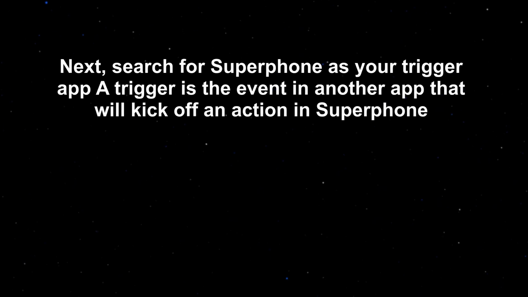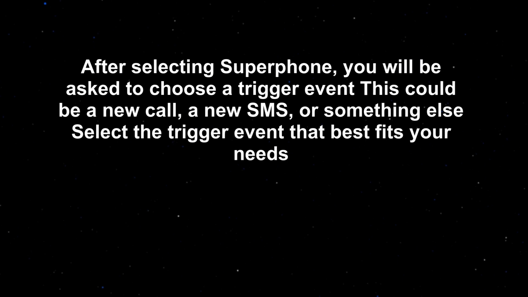Next, search for Superphone as your trigger app. A trigger is the event in another app that will kick off an action in Superphone. After selecting Superphone, you will be asked to choose a trigger event. This could be a new call, a new SMS, or something else. Select the trigger event that best fits your needs.